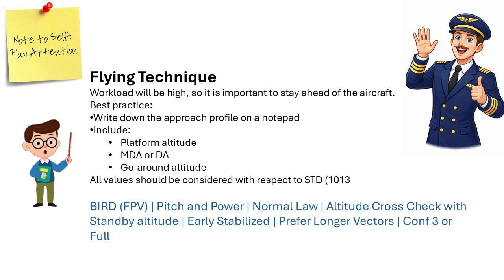From an operational point of view, it is advisable to be conservative. Prefer longer vectors, stabilize early, and ensure that the localizer is captured properly before starting descent. In terms of handling, the aircraft remains in normal law, so flying characteristics are stable and predictable. Landing can be safely performed in either configuration 3 or configuration full.